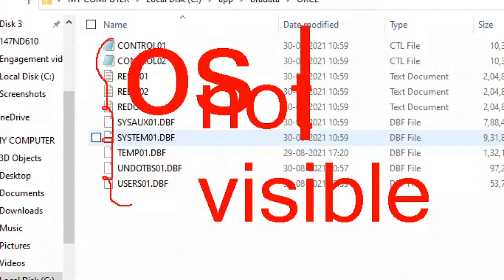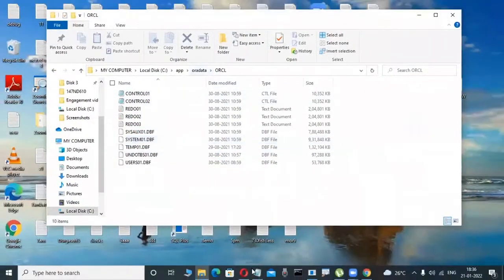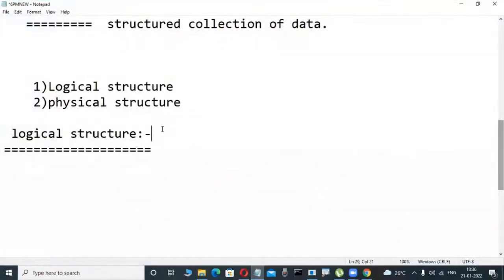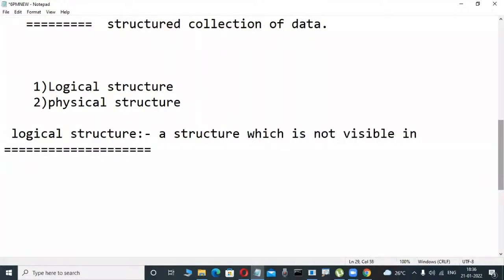That is visible in a database, okay, I agree, but unfortunately that is not visible in the operating system. That's why, what is a logical structure? Don't write it. A structure which is not visible in the operating system, in OS, is called the logical structure of the database.